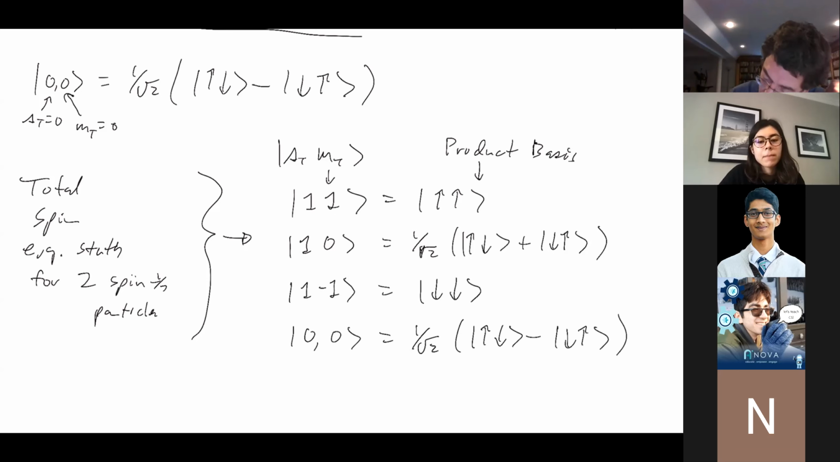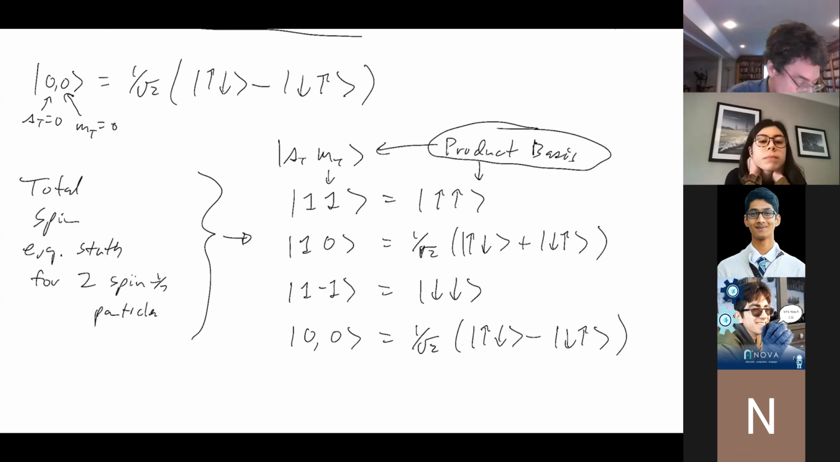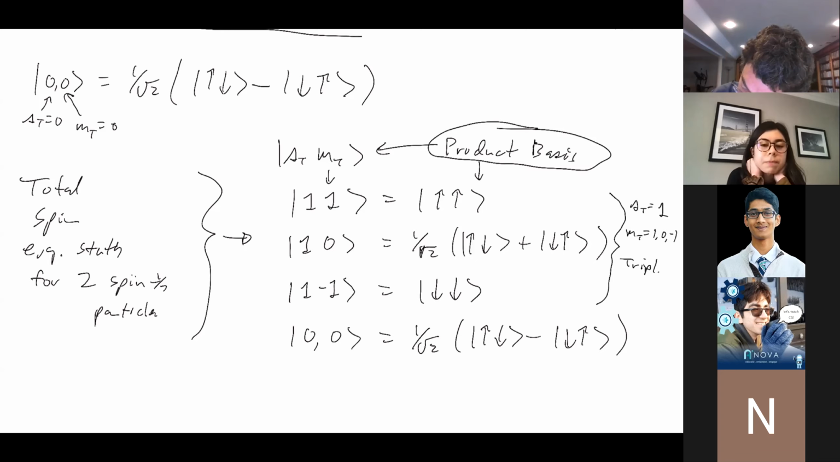We went from the product basis to this new total angular momentum basis, and this is how you do it. I want you to see that these 3 states here are all S total equals 1. And we have M total equal to 1, 0, minus 1. There's 3 of them. And so these states have a name. We call them the triplet states. That's a convention that people use a lot.